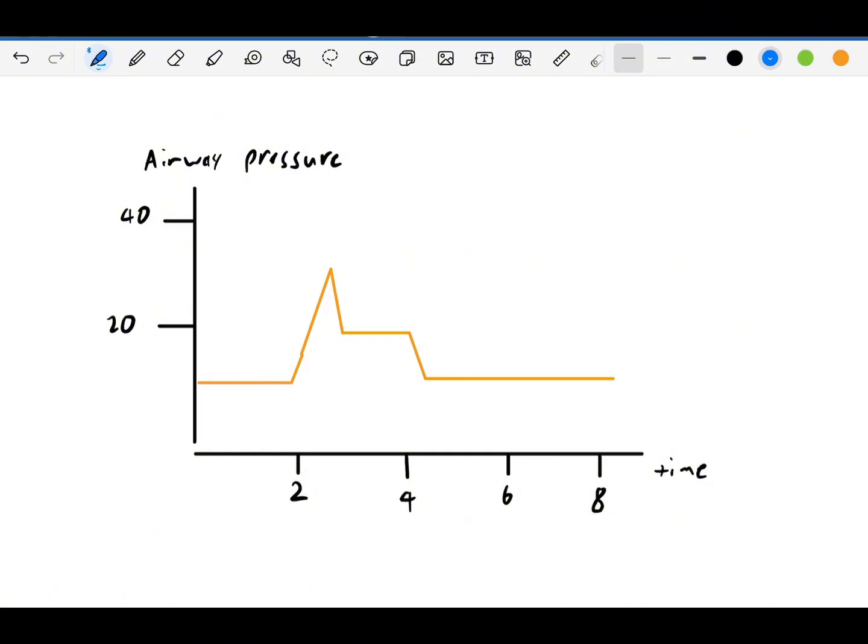This example is an elevated peak pressure. How do you know that? The definition of an elevated peak is when the difference between the peak and the plateau is greater than 5 millimeters of mercury. A little later, we'll discuss what that actually means. But just remember that if the difference between the peak and the plateau is greater than 5 millimeters of mercury, you have an elevated peak.